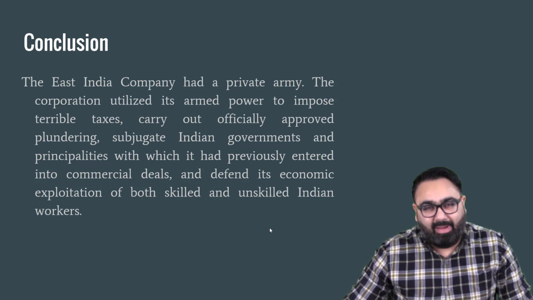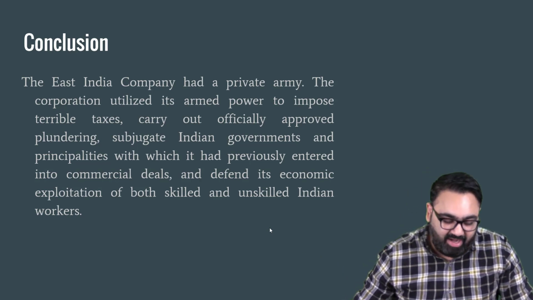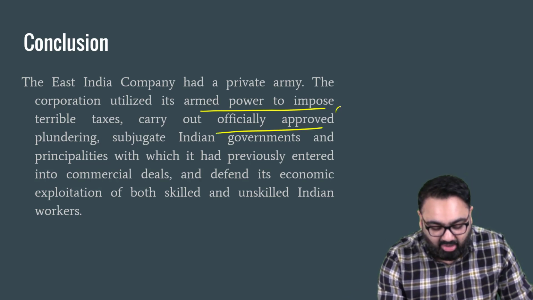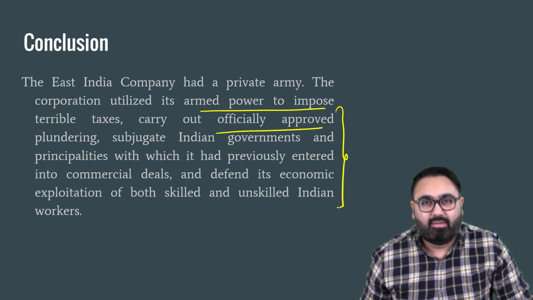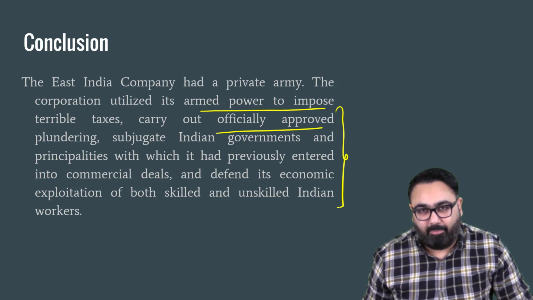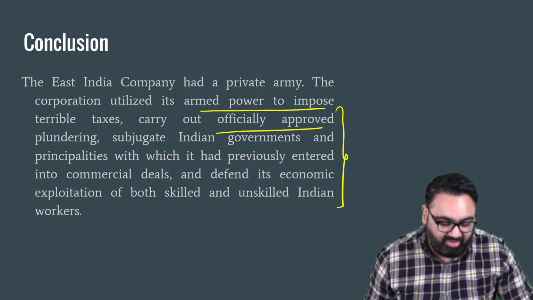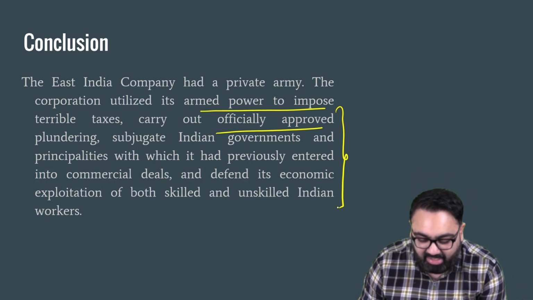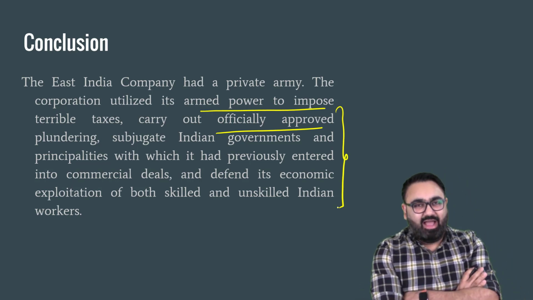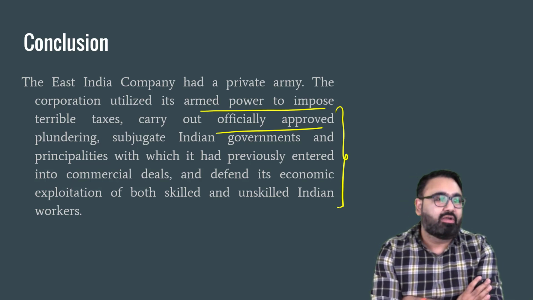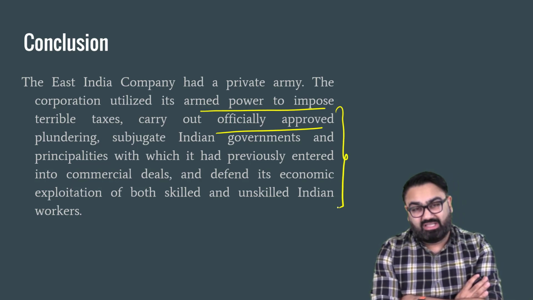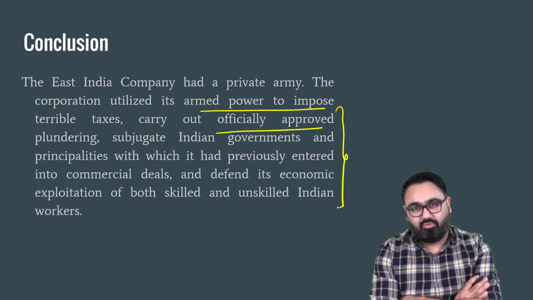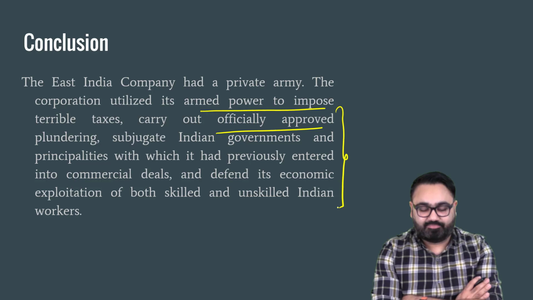We'll conclude by summarizing. East India Company had a private army and utilized their power to impose taxes and carry out plundering of India. Because of their unified approach and better technology, they were able to conquer most of India and defeat most of the Indian armies, although they were bigger in size. Again, in a history question, there is no point of giving a way forward or suggestions because this has already happened in the past. We just conclude by giving a summary point of view. And that is how we end this answer.